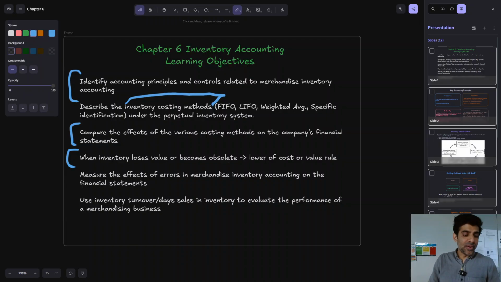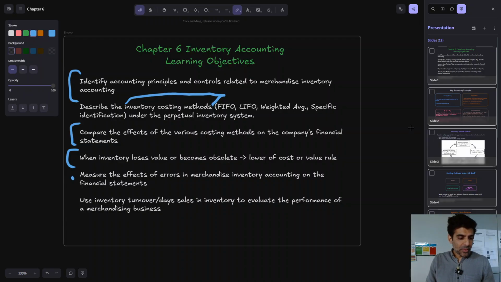We have another instance of this where something goes wrong with your inventory, but this time it's not lost or stolen. It just loses value, right? Let's say you were the Apple store and you bought a bunch of iPhone 4s back in the day, and you still have those in inventory. Do you think they're worth the same now as they were whenever they first came out? No. So inventory oftentimes loses value. So we're going to talk about how to account for that.